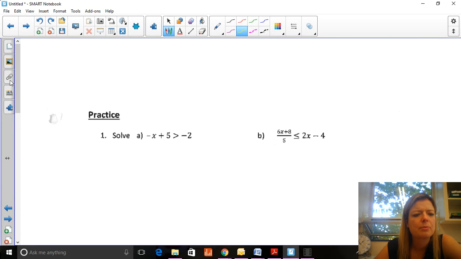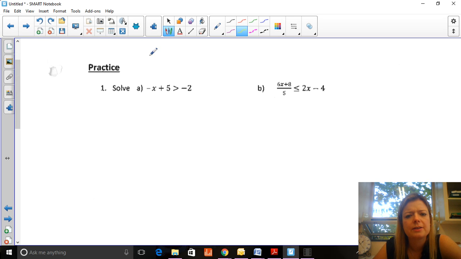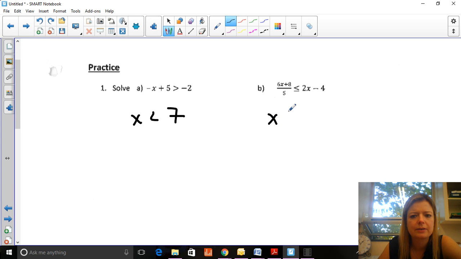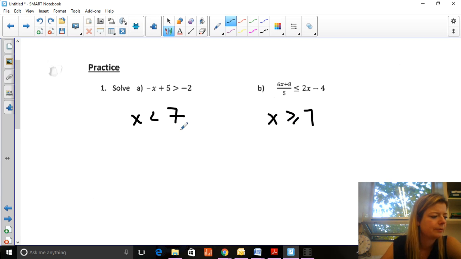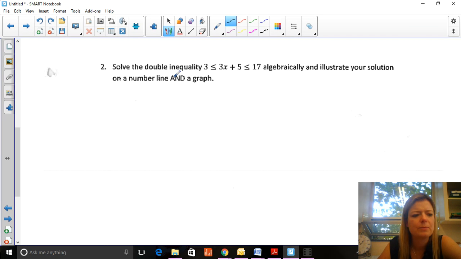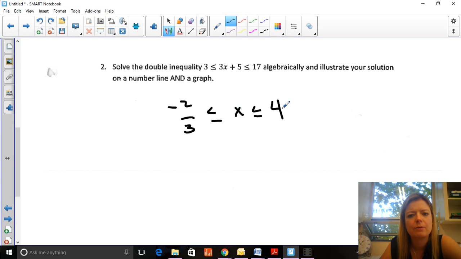Now I just have some practice questions for you. Try these. The answer you should get here is x is less than 7. The answer you should get here is x is greater than or equal to 7. I like the 7s apparently. And for this one, I want to see the graph and the number line. You should get x between negative 2/3 and 4 as your answer, but I want to see the graph and the number line as part of your solution.